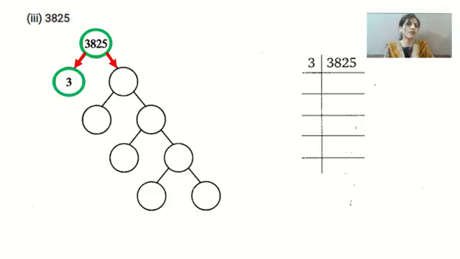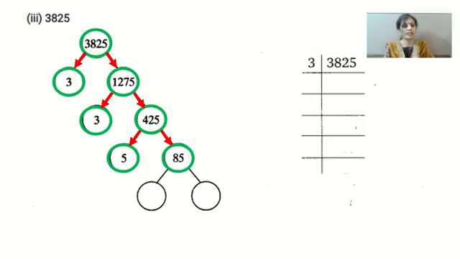So 3825 is divisible by 3, so you can write 3 into 1275. Then again we can factorize 1275 as 3 into 425. Again we can factorize 425 as 5 into 85. You can factorize 85 again like 5 into 17, and 17 is a prime number. So here our factorization process will end.